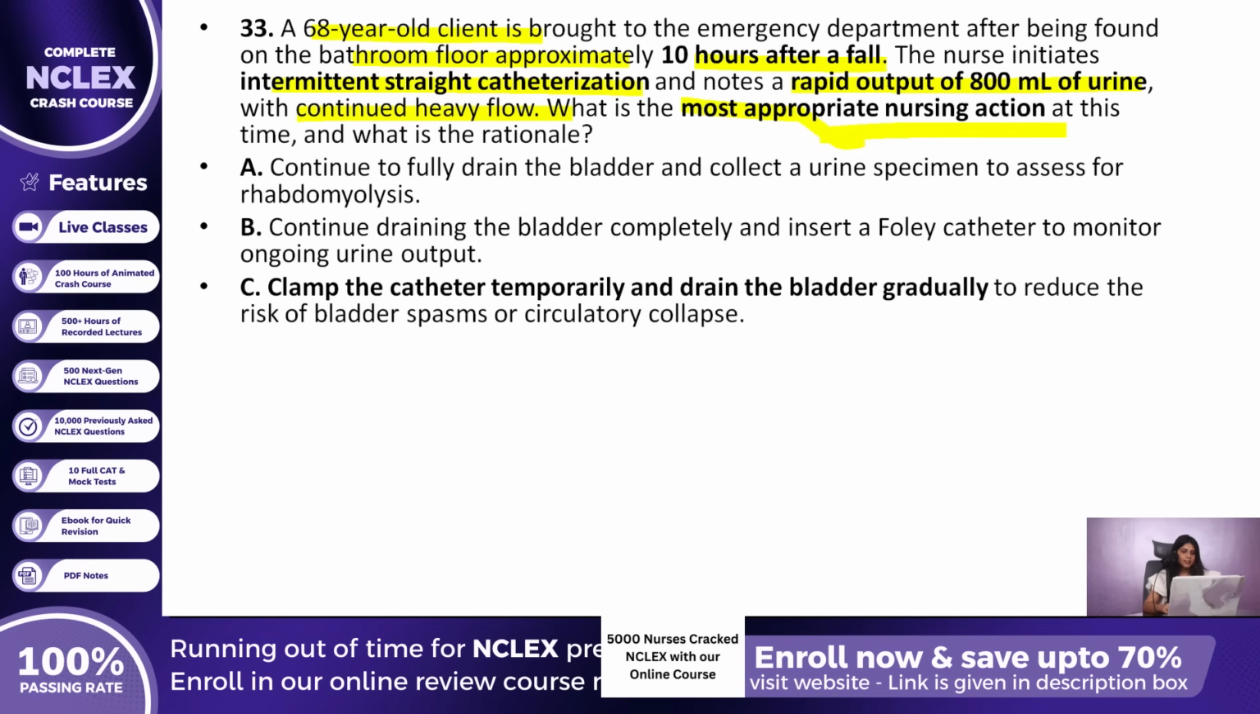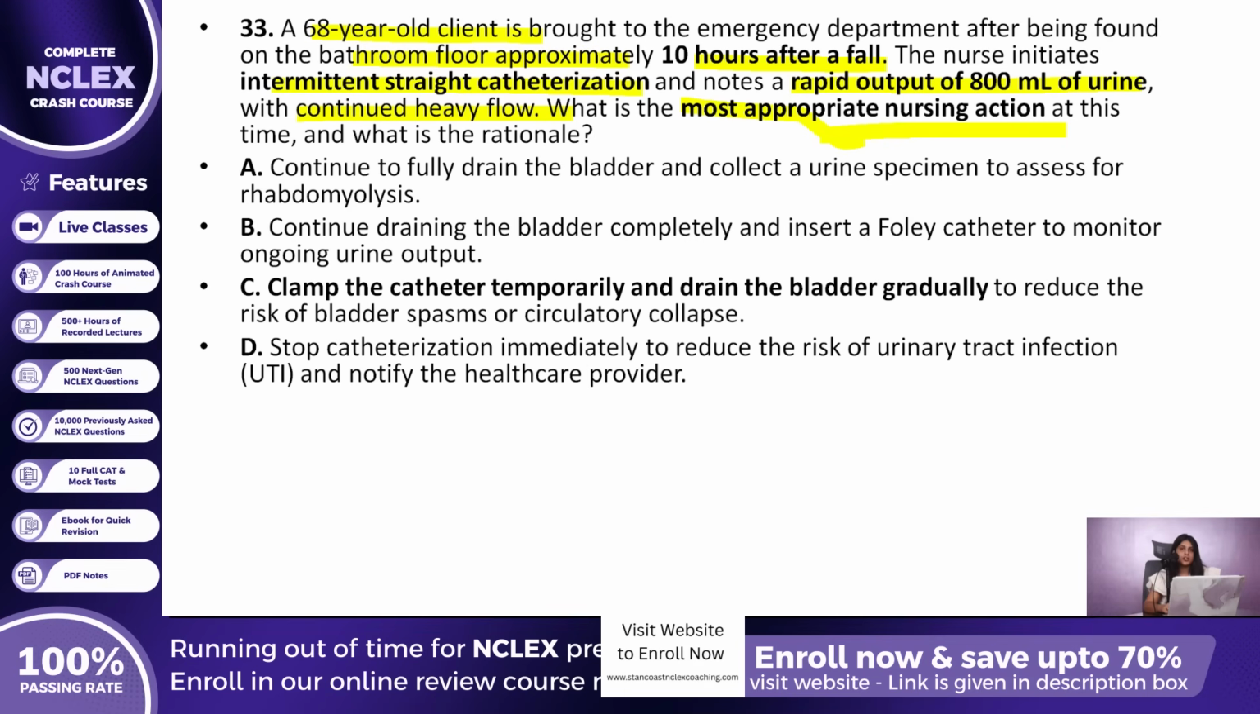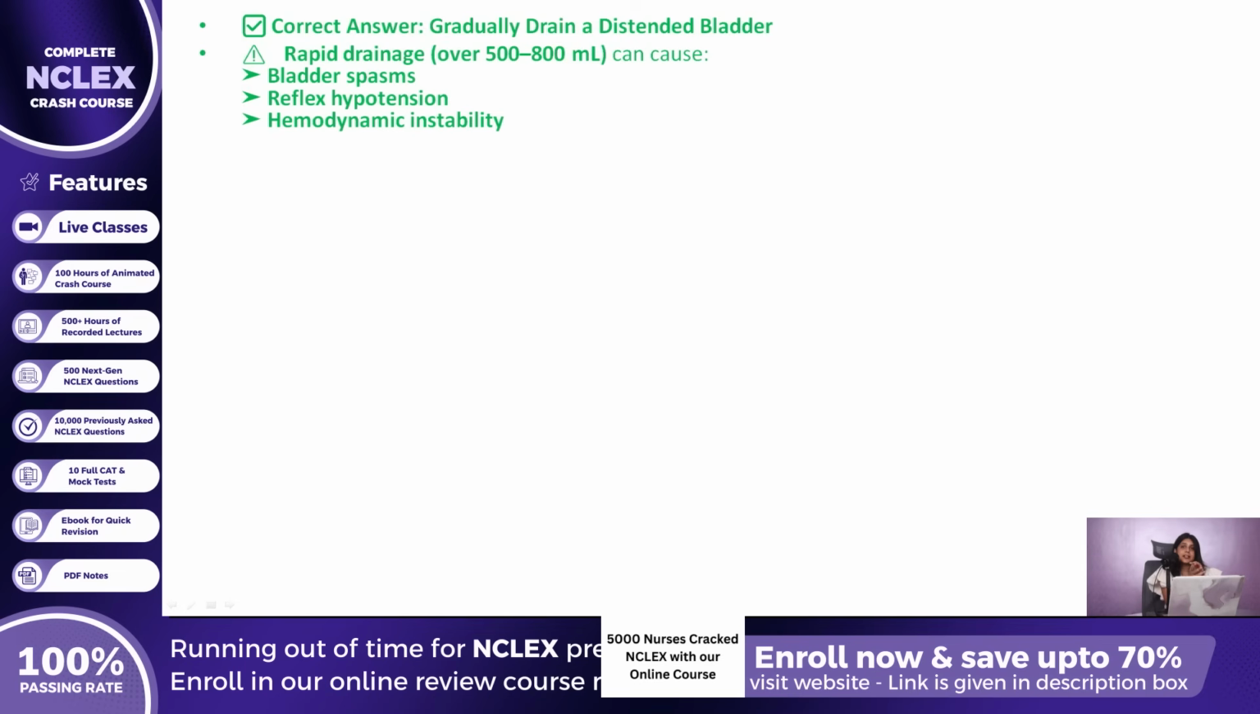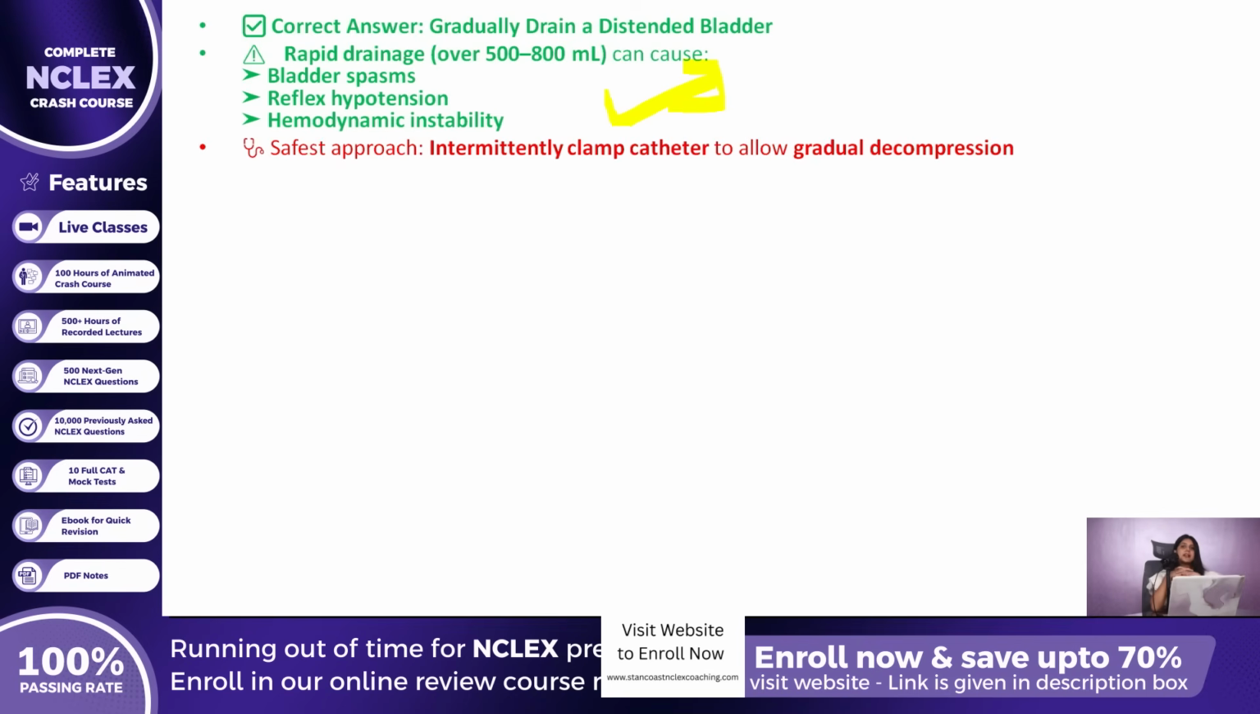C, clamp the catheter temporarily and drain the bladder gradually to reduce the risk of bladder spasms or circulatory collapse. Or D, stop catheterization immediately to reduce the risk of urinary tract infection and notify the healthcare provider. The correct answer is Option C, as rapid drainage of over 500 to 800 milliliters from a distended bladder can cause serious complications like bladder spasms or reflex hypotension. Gradual decompression by intermittently clamping the catheter is safest.